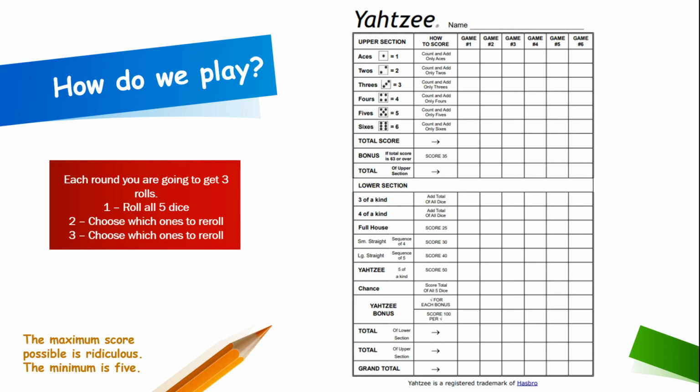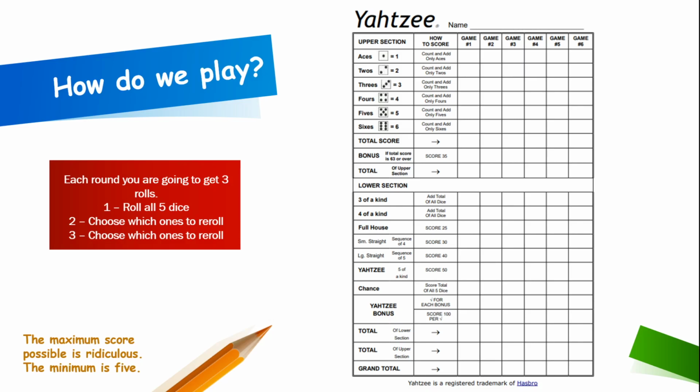It's got aces, 2s, 3s, 4s, 5s and 6s. In that, all you get is your score for how many of those dice you've got. So if I rolled all 1s, I'd get 5 in that column. If I rolled 3 1s, I get 3. I can even just get 1 1.